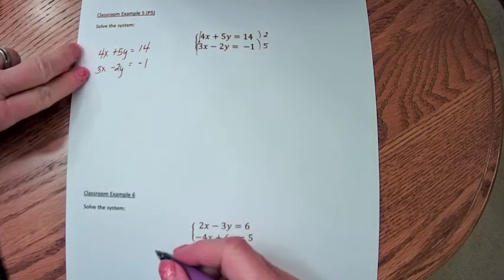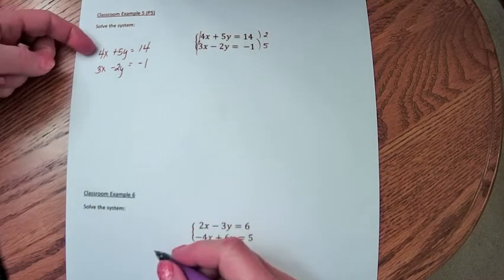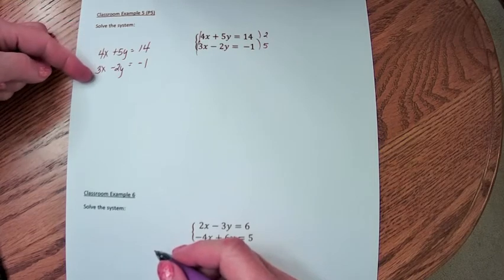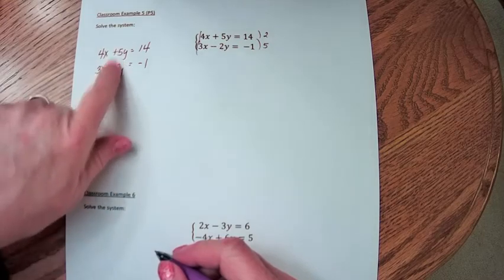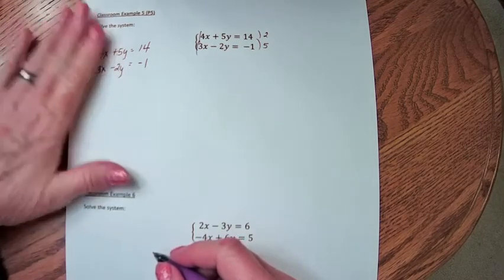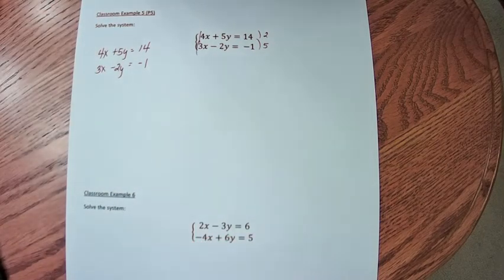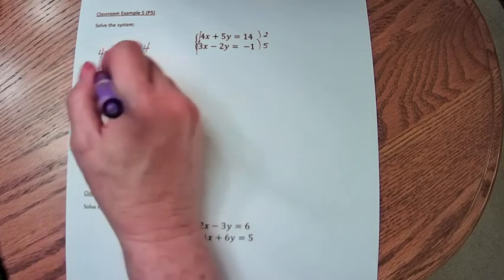I could have done the same for the x's. I would multiply this top equation by 3 and this bottom equation by maybe negative 4. These already had the opposite signs. If they don't have opposite signs, you have to multiply by a negative number to get one of them to be opposite signs. All right.